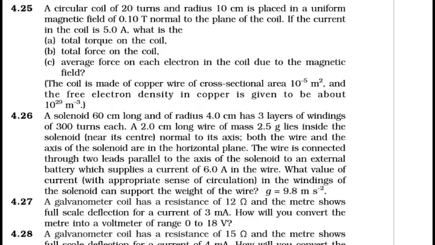Let us see problem number 4.25. A circular coil of 20 turns and radius 10 cm is placed in a uniform magnetic field of 0.1 T normal to the plane of the coil. If the current in the coil is 5 ampere, what is A, the total torque on the coil? B, the total force on the coil? C, the average force on each electron in the coil due to the magnetic field? Let us see the solution.